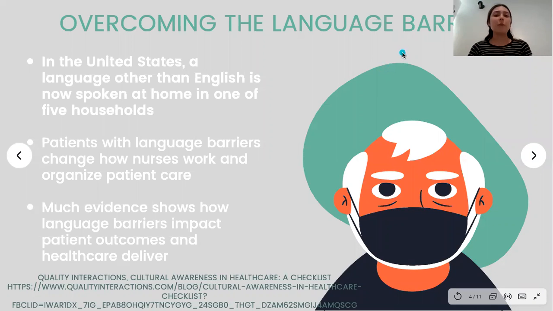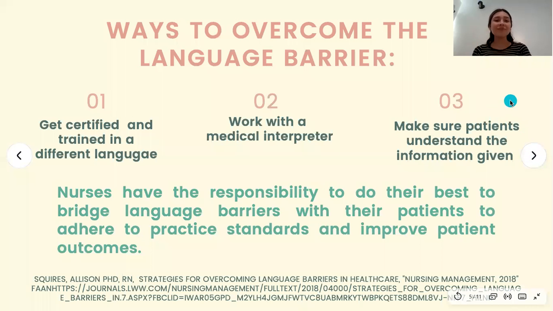The first one is overcoming the language barrier. In the US, there are so many different languages and many people don't speak English. So it's really important that these people actually know what treatment they're receiving and what's going on with them. There are 3 ways that we can overcome the language barrier. The first one is for us to get certified and trained in a different language. The second is that many hospitals actually hire medical interpreters so the people can receive the message.